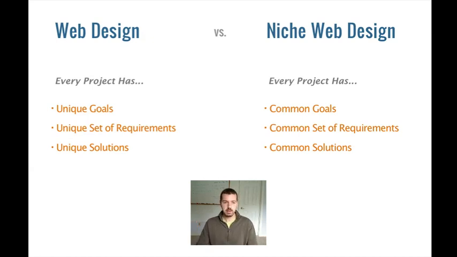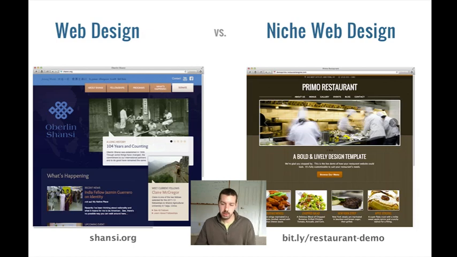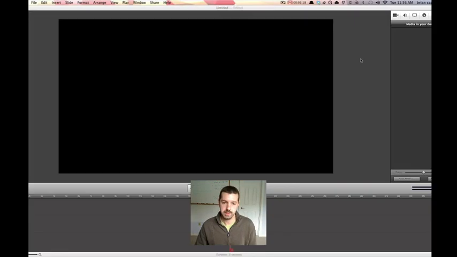So let's take a look at two of these projects in practice and see what we're talking about here. So here are two websites that I've worked on. The one on the left is for shanxi.org. That was a recent client of mine. And the one on the right is a design template which is available on Restaurant Engine, part of my niche web design service. So let's head over to the browser and take a look.